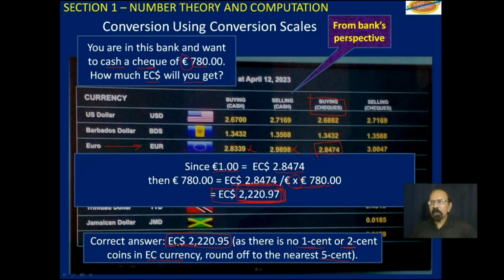That is what you would get if you turn up to the bank with a check for 780 euros. That is the cash you will get. So you have sold the bank a check. The bank has bought a check from you.